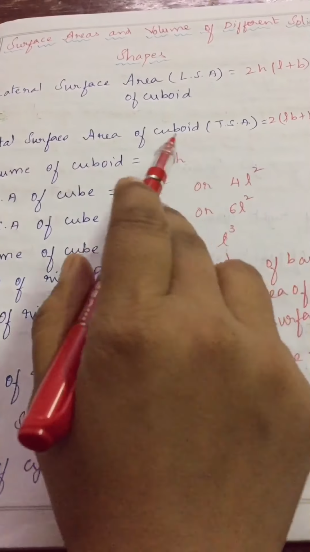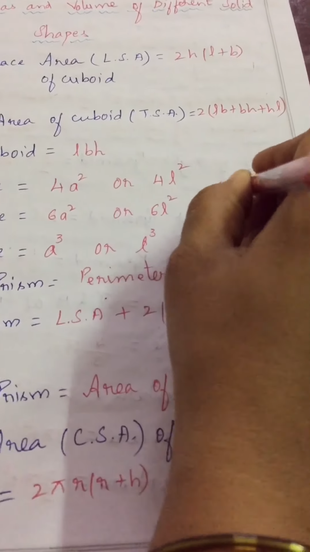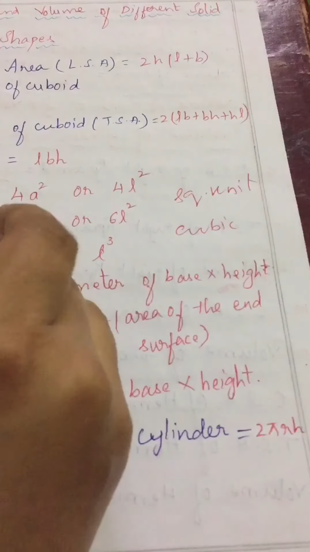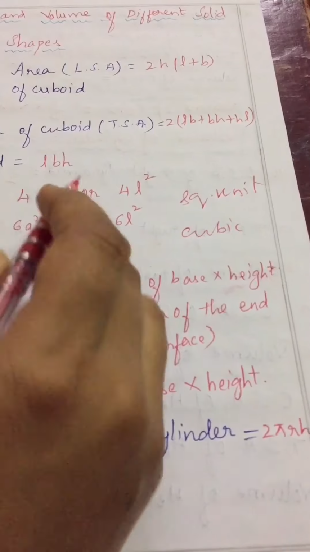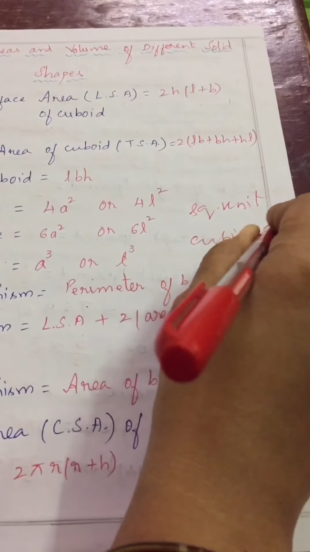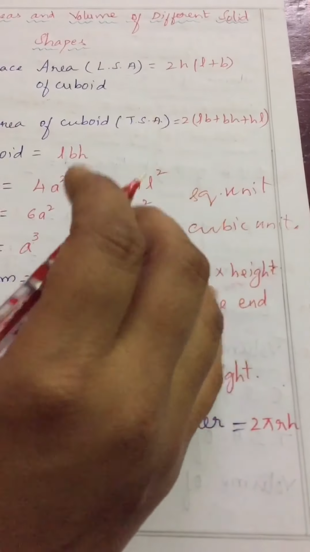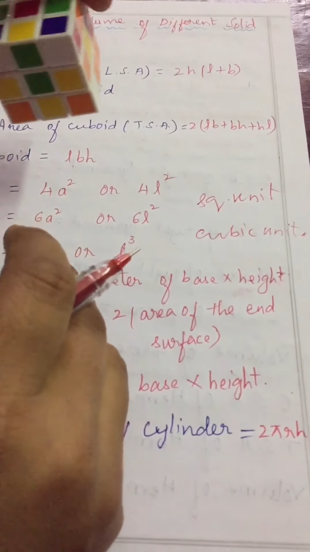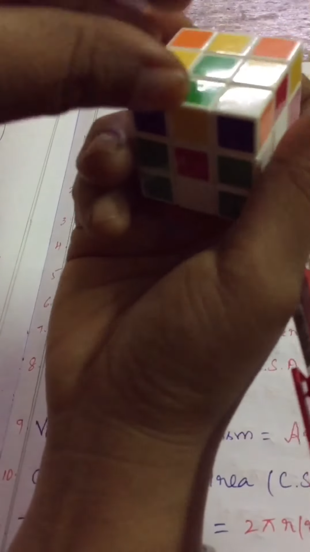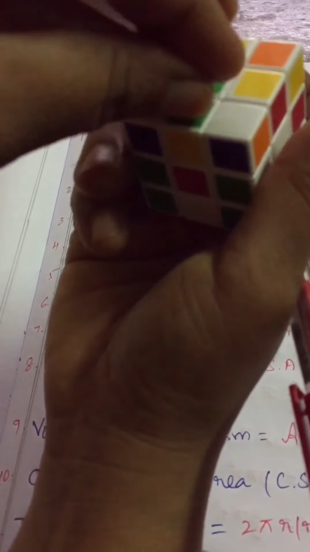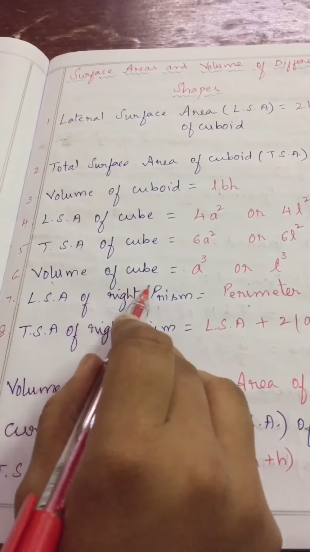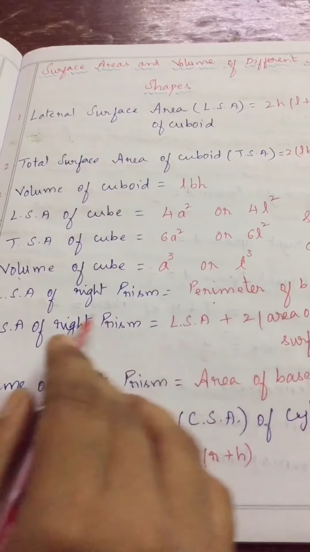Always remember, children, area we measure in square units and volume we measure in cubic units. That's why in area always square will come, in volume always cube will come. Am I clear, children? First thing, what is area, children? Area is nothing but the space occupied by an object. How much space the object is occupied. Volume is the quantity that a substance or shape occupies. Are you getting my point, children? So volume of cube is a cube or L cube, you can say.